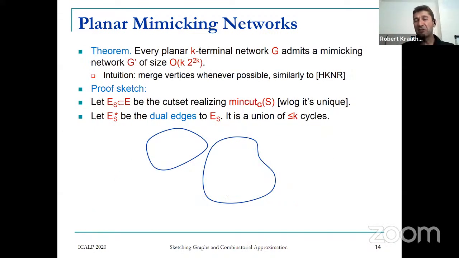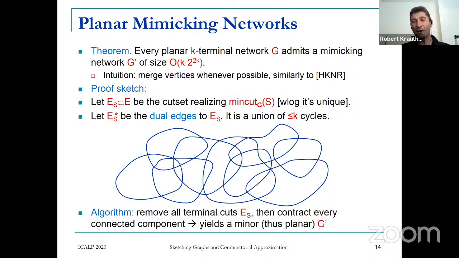Now the algorithm is: you take all these cuts and draw all of them in the plane, like on a whiteboard, simultaneously. That splits the vertices into connected components. Because I'm looking at the dual, the vertices of the graph are actually inside these white regions, inside these cycles. So the algorithm is just to remove all these blue edges, or blue cycles that you see here, and you get connected components. Then every connected component you just contract to one vertex. That's a new, smaller graph. It's even a minor, and definitely planar, of course, because you just contract connected components. The question is, what is the size of this graph G prime that you get?